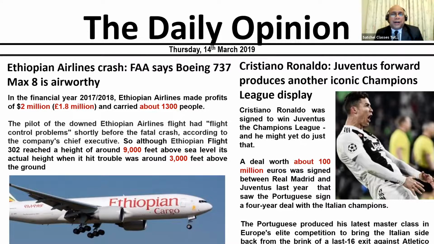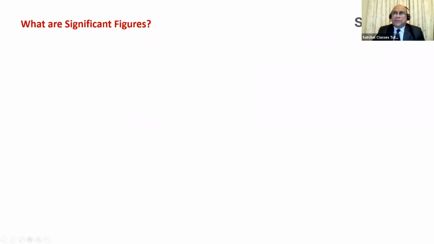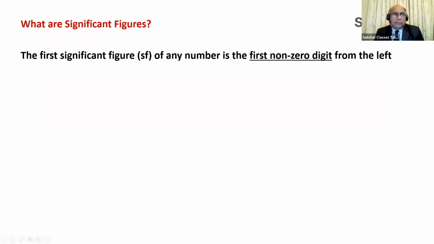Now, what are significant figures is the big question, right? So let us understand the concept of significant figures. The first significant figure of any number is the first non-zero digit from the left. Make a note of that. The first significant figure of any number is the first non-zero digit from the left.